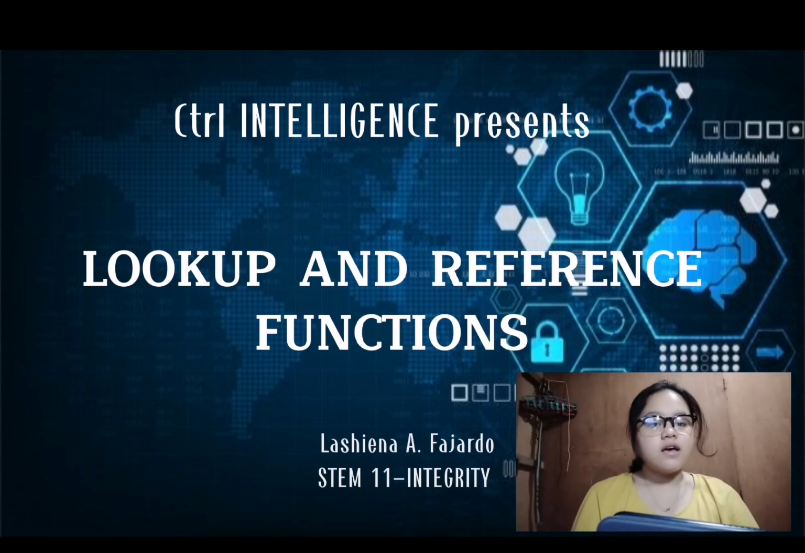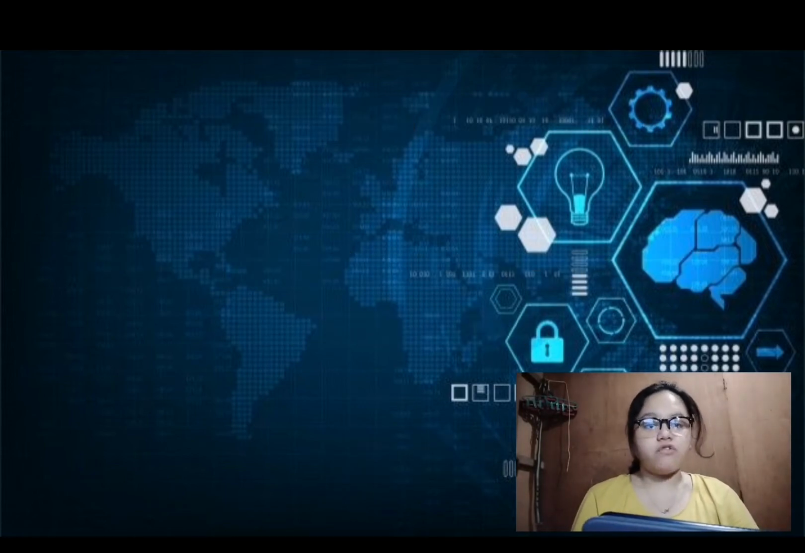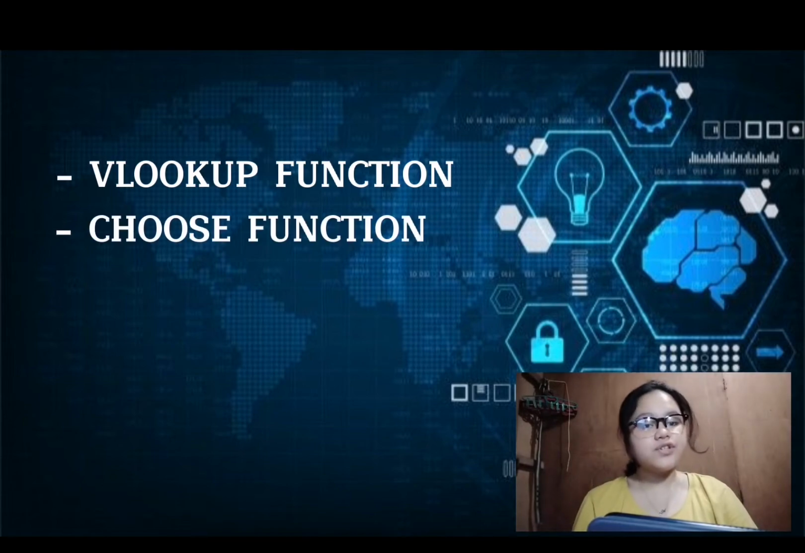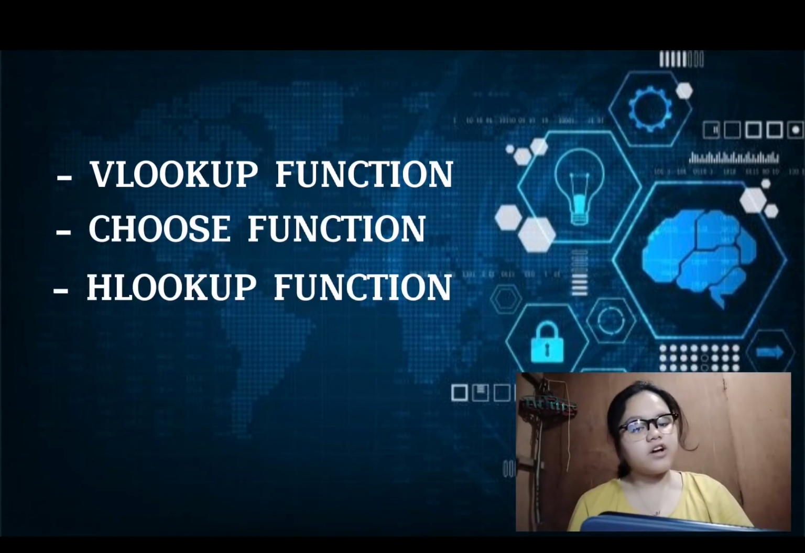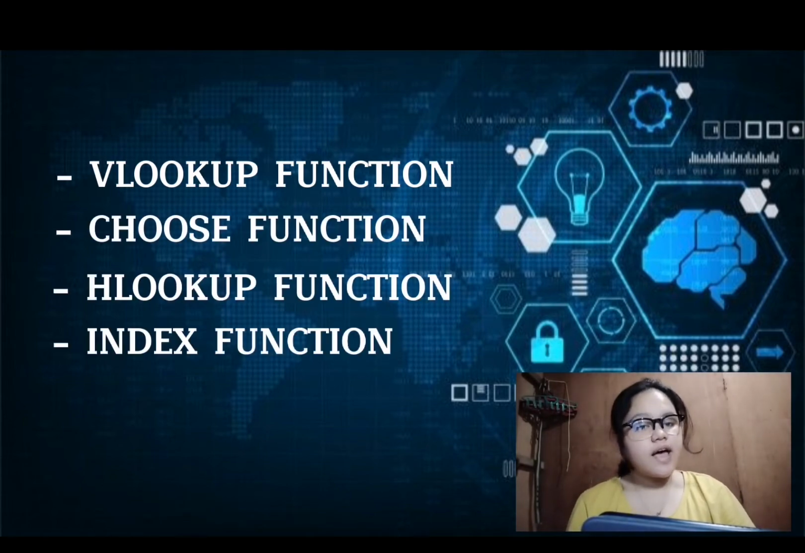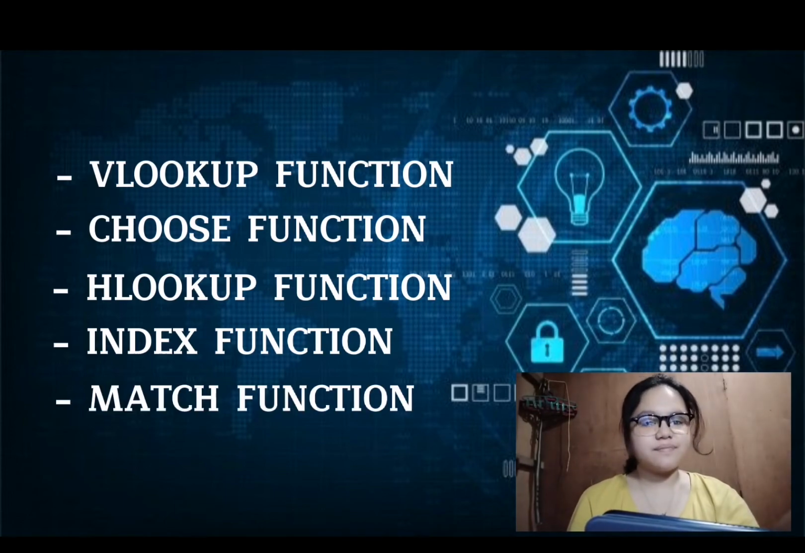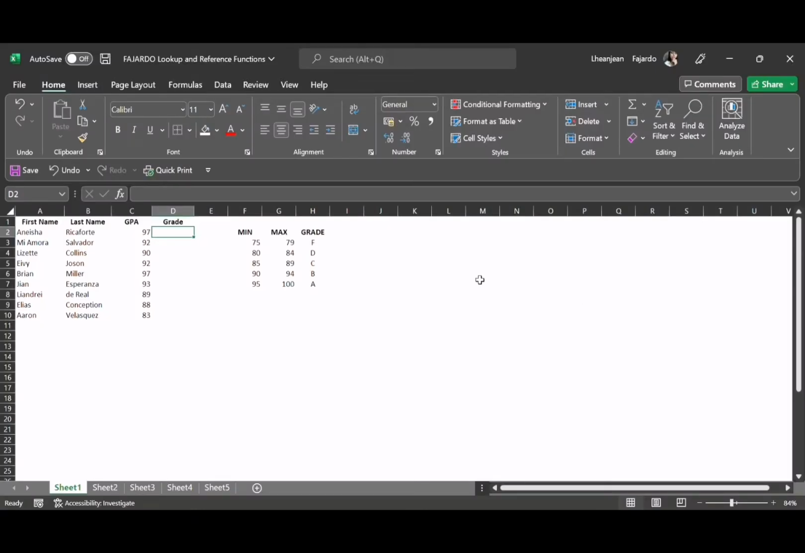Hello there, I'll be demonstrating the lookup and reference functions in Microsoft Excel. In this video, we'll go over 5 functions: VLOOKUP function, choose function, HLOOKUP function, index function, and the match function. First, VLOOKUP stands for vertical lookup. It is a function that makes Excel search for a certain value in a column in order to return values from a different value in the same row.